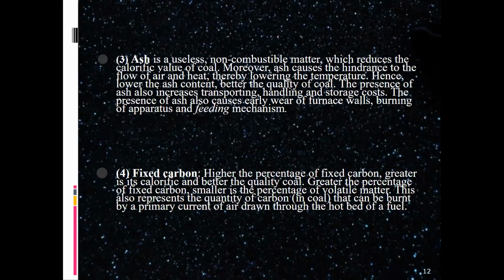The next one, the significance of percentage of ash. Ash is a useless non-combustible matter which reduces the calorific value of coal. Moreover, ash causes hindrance to the flow of air and heat, thereby lowering the temperature. So what is ash doing? It is hindering the flow of air and heat. Hindering is nothing but stopping. It is stopping the flow of air and heat, thereby lowering the temperature also.